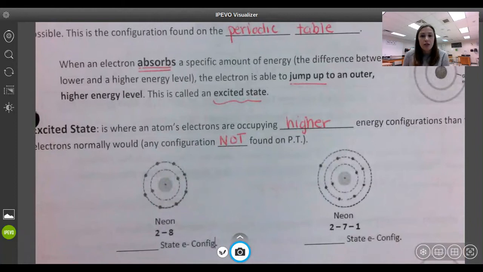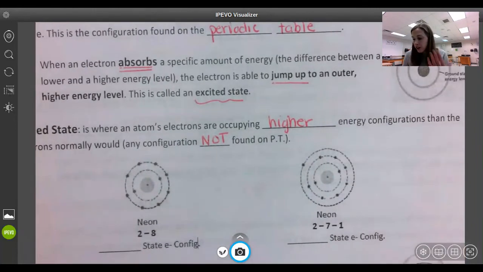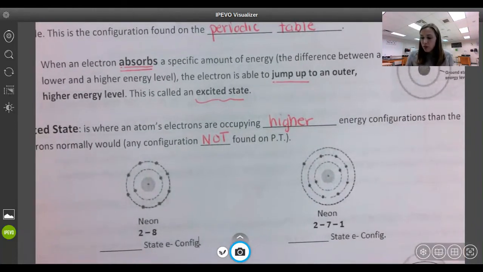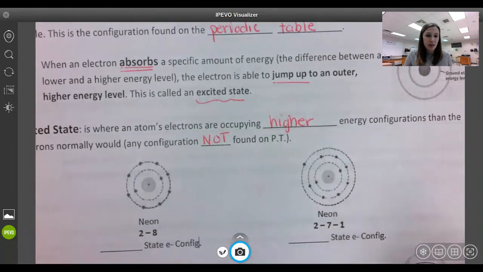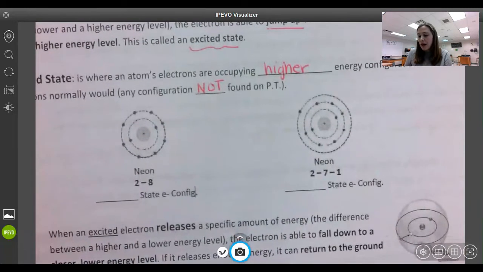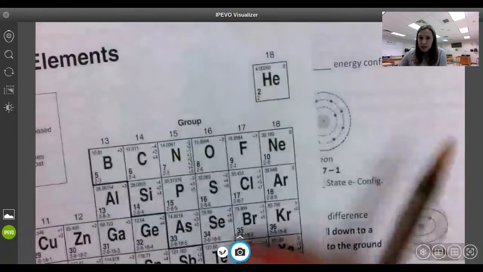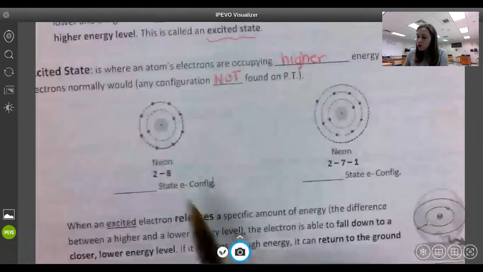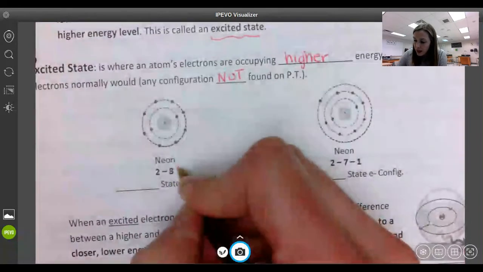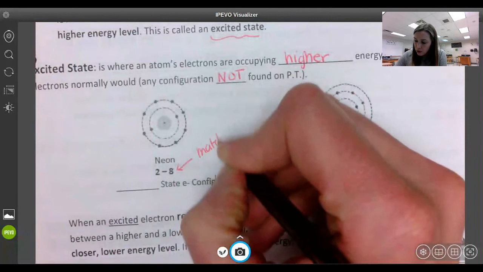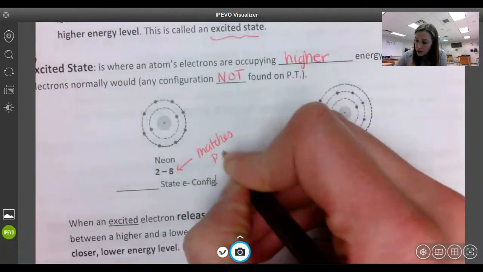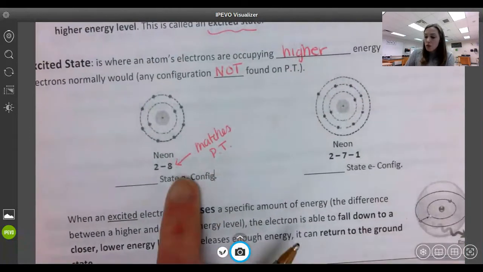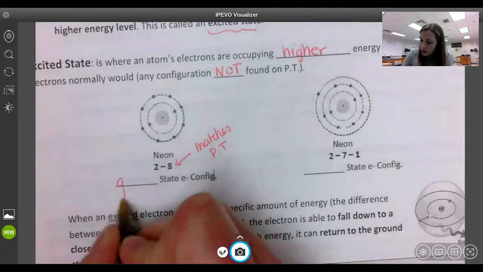So the excited state is where they're occupying these higher energy configurations than they normally would. This is the configuration that would not be on the periodic table. So let's talk about how we identify an excited state. If we look at neon on the periodic table here, we get the configuration 2-8. So this configuration here matches the periodic table. I'm just going to abbreviate periodic table as PT here. Okay, so this configuration has to be the ground state.